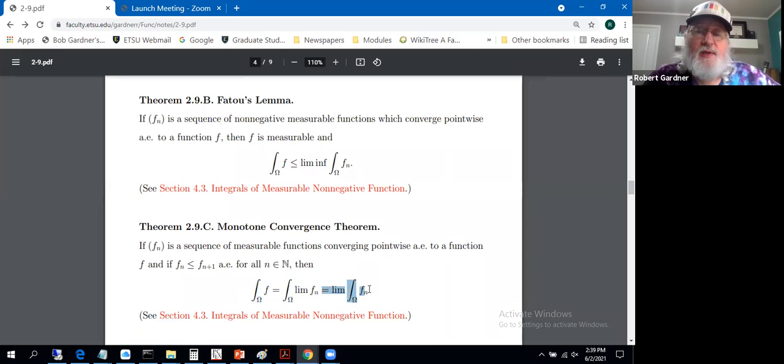This equals the limit of the integral of the f sub n's. So we're bringing this limit outside of that integral. When can you do that? The answer is when you have a convergence theorem that says you can do that. In the setting of non-negative functions, that convergence theorem is the monotone convergence theorem. So we need this type of monotonicity to bring limits outside of functions.